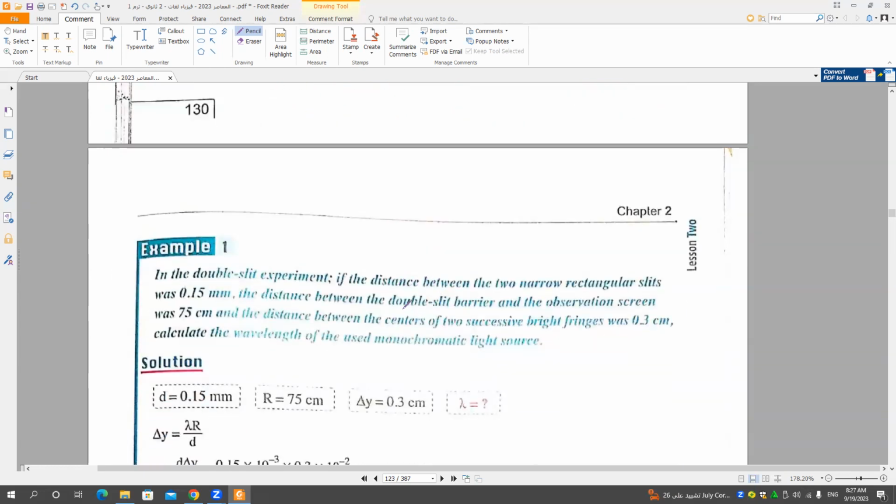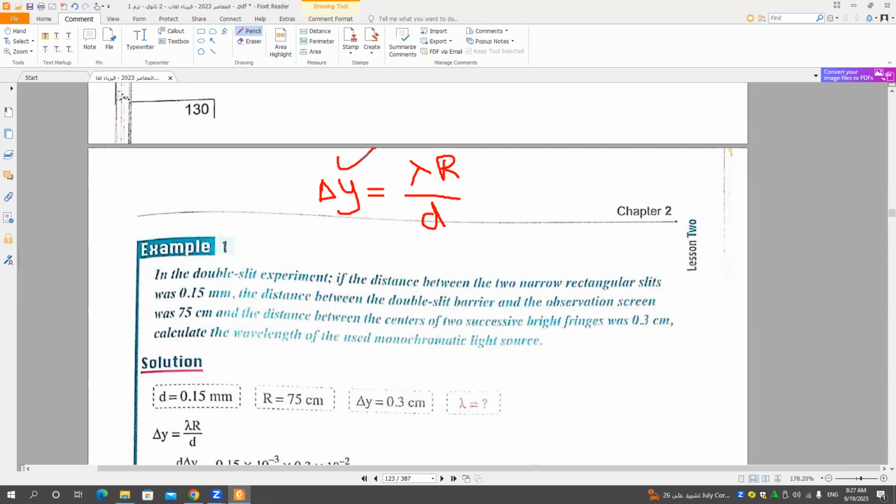We have an example here in the double slit experiment. This problem is very easy. I think there is no exam without this problem on the interference of light, or Thomas Young experiment. Delta Y equals. Take care about the conversion from micrometer or nanometer to meter. Delta Y means what?